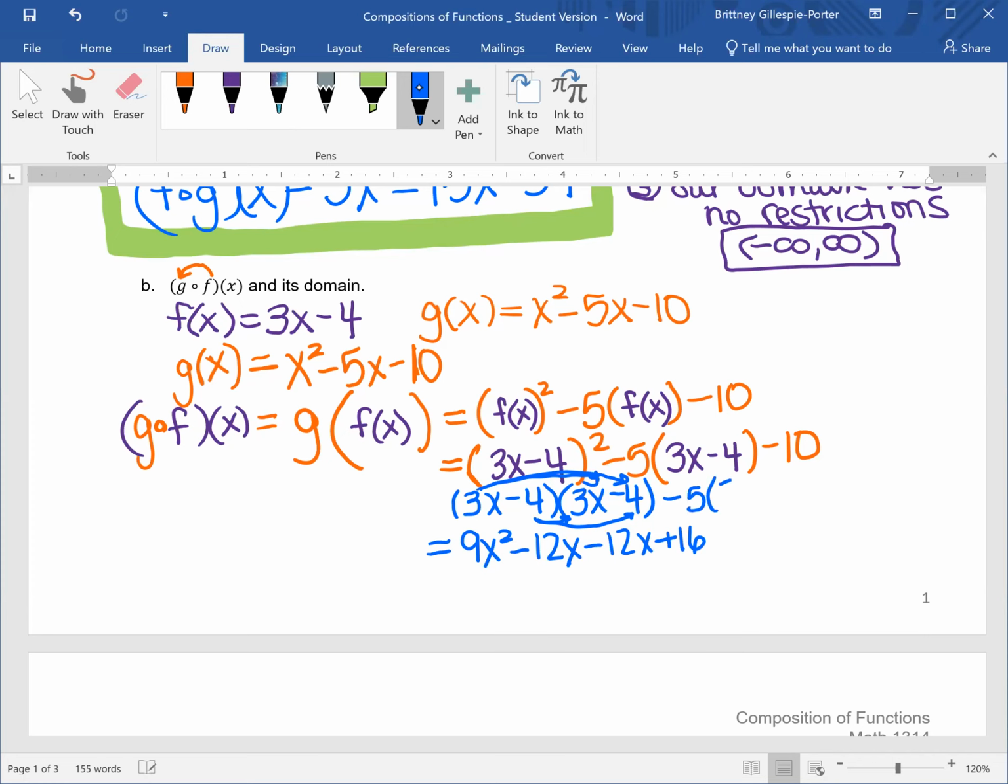We need to distribute the 5 through our parentheses. And since he's negative, we're going to multiply by negative 5. Negative 5 times 3x gets us negative 15x. Negative 5 times negative 4 gets us plus 20. And don't forget our minus 10. If you forget our minus 10, you're going to get the problem incorrect.